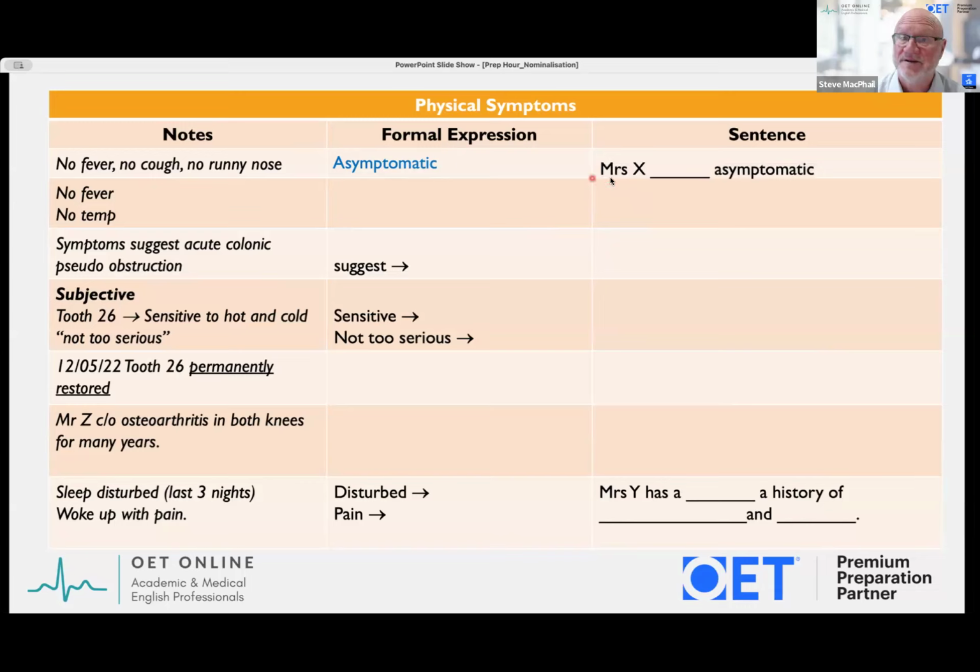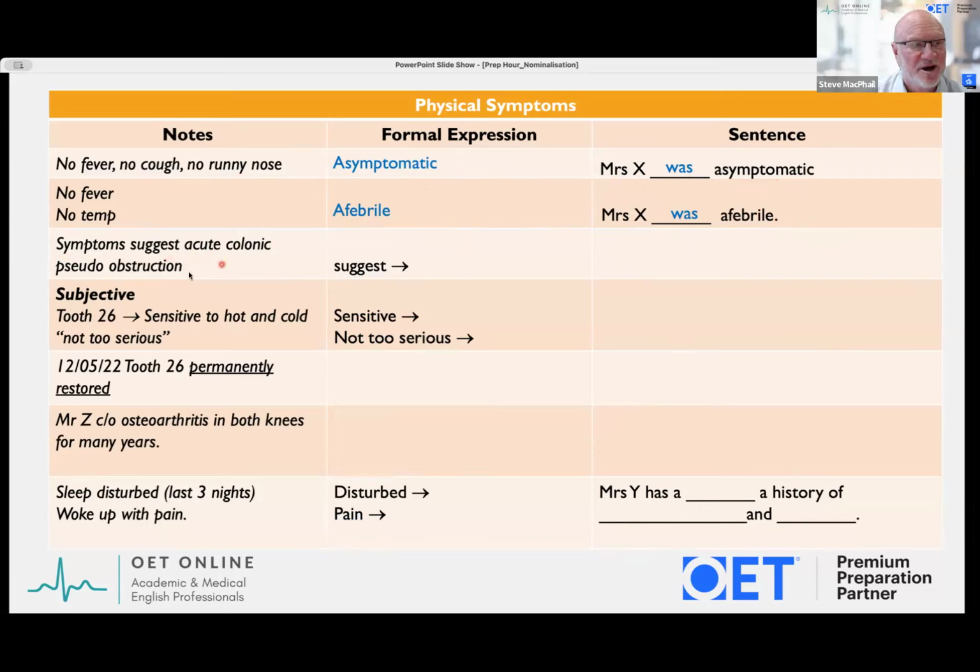And we can write that as Mrs. X was asymptomatic, right? Just showing you how to use that expression. So that's using the appropriate technical language. No fever, no temp, afebrile. Mrs. X was afebrile, right? You could join it into one sentence. Mrs. X was asymptomatic and afebrile, and then you may add extra information.